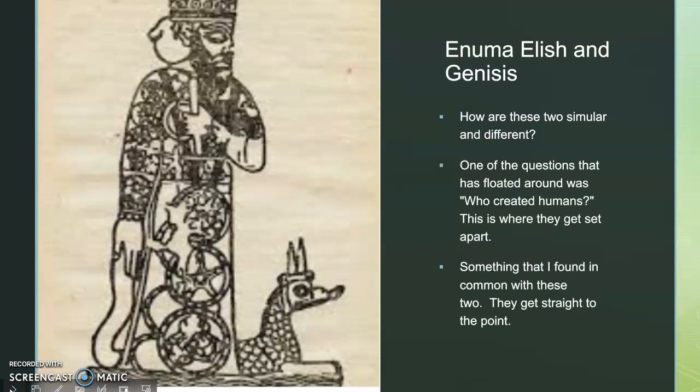One of the questions that has really come about was who created humans? And this is where these two myths get set apart very differently. Marduk, that guy that we see in the picture over there, was requested by the Igigi to create those humans. And then God himself from Genesis decided he was going to create humans. Nobody told him what to do. He decided to do it on his own.